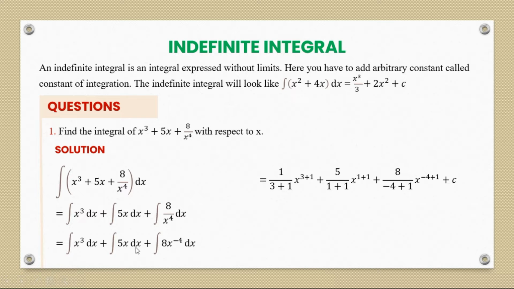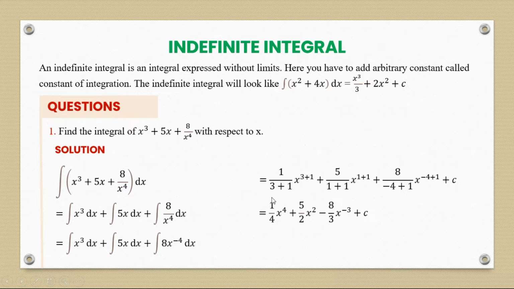Where we have 5x, the coefficient is 5 and x is to the power 1. We add 1 to that power, so it will be x to the power 1 plus 1, over the new power, which is 1 plus 1. So it will be 5 over 1 plus 1. Then where we have the power negative 4, we have negative 4 plus 1, and we divide by that new power, over the 8. So that's why you have 8 over negative 4 plus 1.